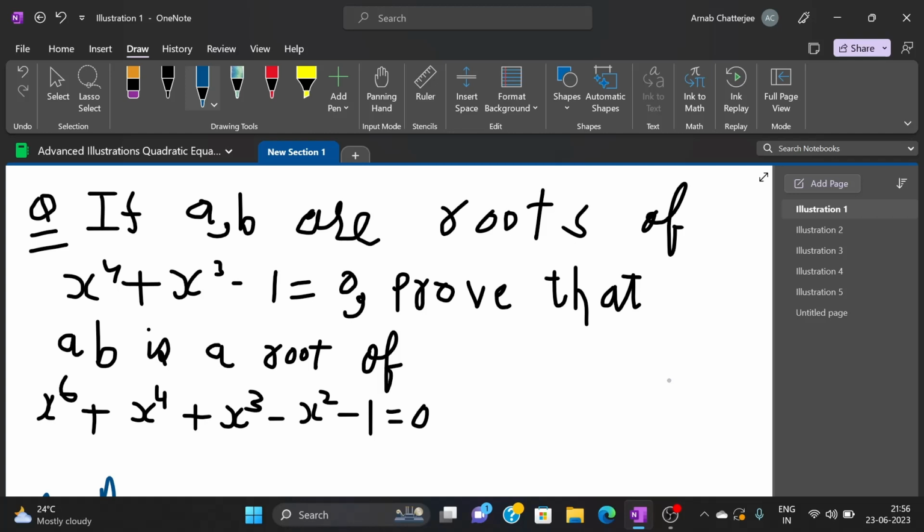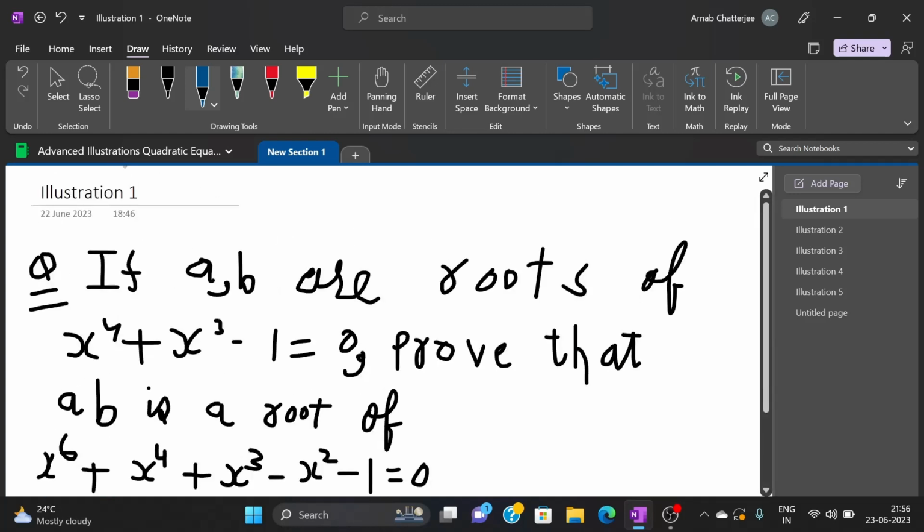So I am starting a new series, Advanced Illustrations, Mathematics, and I will be trying to cover all the chapters possible for JEE Advanced. And the first chapter we are taking is Advanced Illustrations, Quadratic Equations. And let's start with the first illustration.